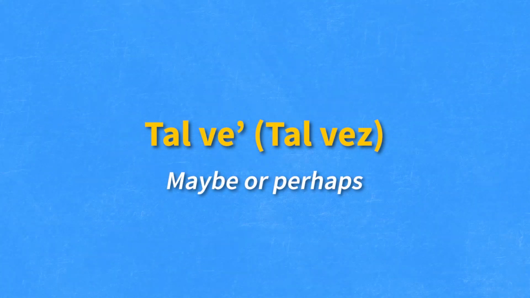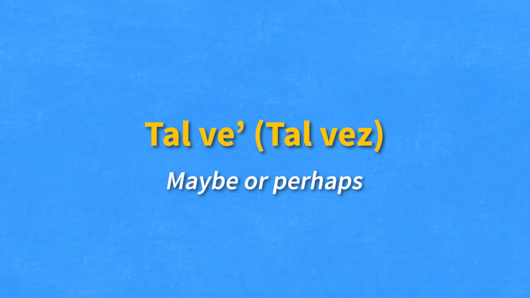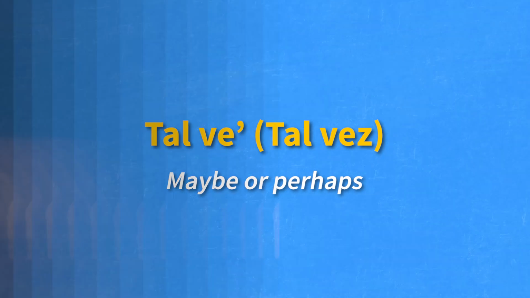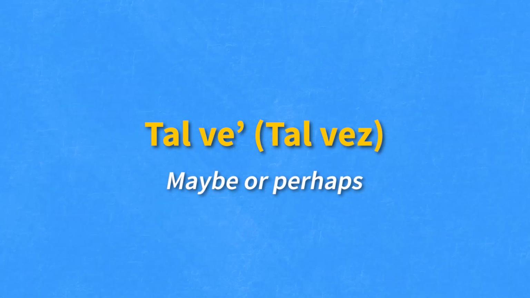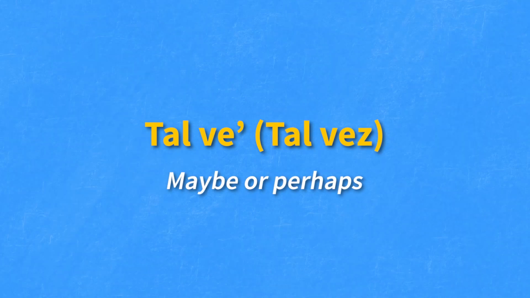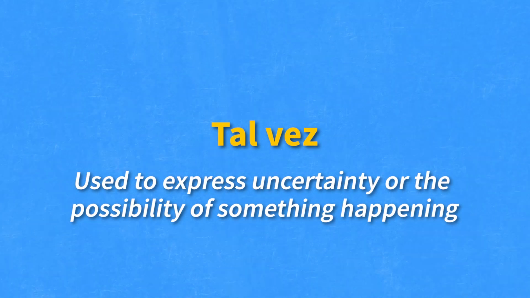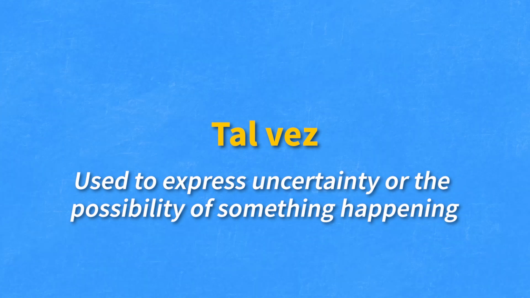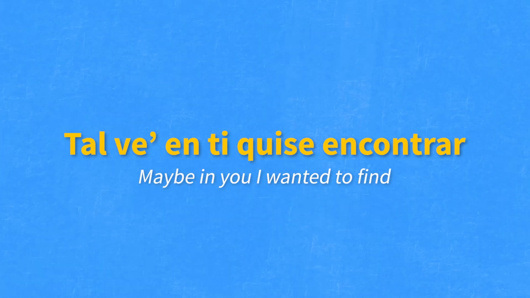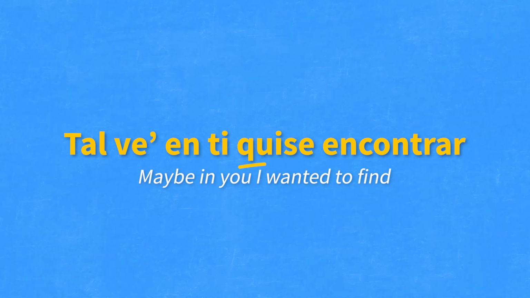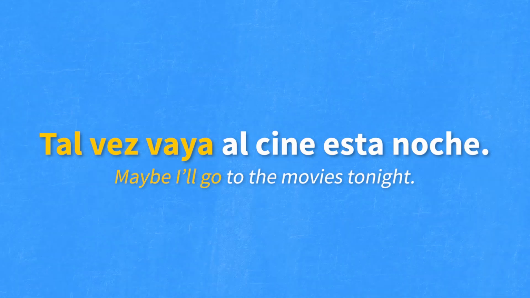Tal vez is the shortened version of the expression tal vez, which means maybe or perhaps. If you have seen our video on Bad Bunny's hit Ojitos Lindos, you will know that it is common to drop the last letter from some words, when speaking colloquially, of course. The expression tal vez is used to express uncertainty or the possibility of something happening. It is usually paired with a subjunctive verb like quise in this case. Another example could be, tal vez vaya al cine esta noche.